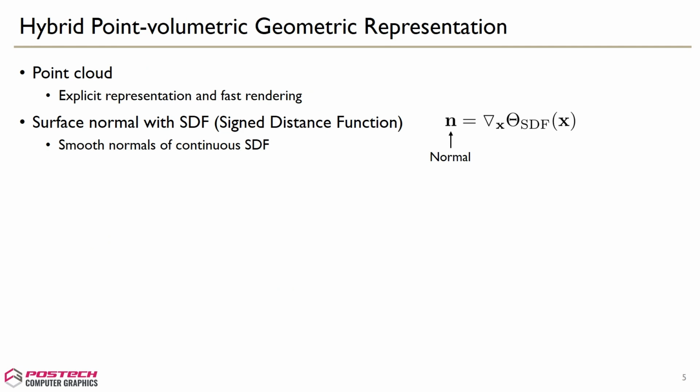We devised a hybrid point-volumetric representation allowing discrete points to move in space while sampling surface normals from a continuous signed distance function. This enables fast rendering and smooth normal reconstruction simultaneously.